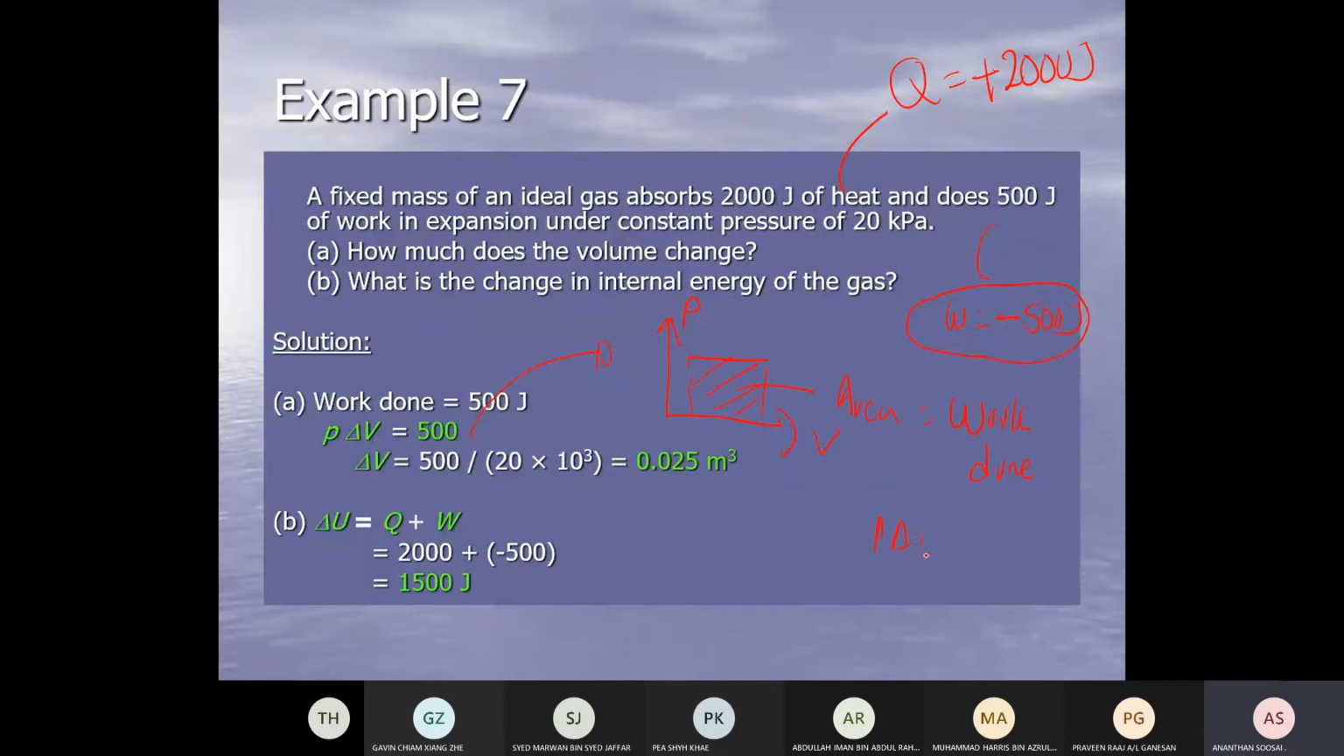P changes in volume only can be used when what is constant? Anyone? P changes in volume means what we are assuming? The pressure is constant. Pressure constant, you can use P changes in volume. If the pressure changes in volume along a curve, what is the work done? Can you use P changes in volume?